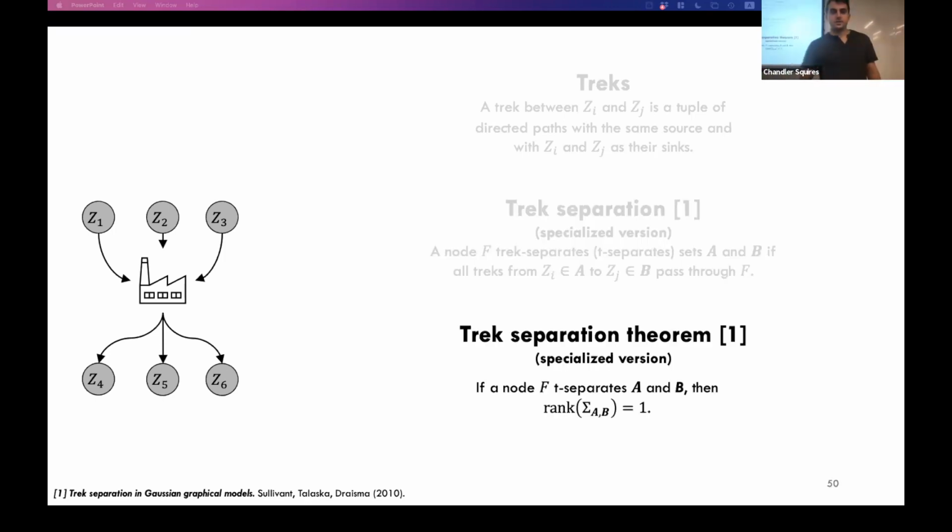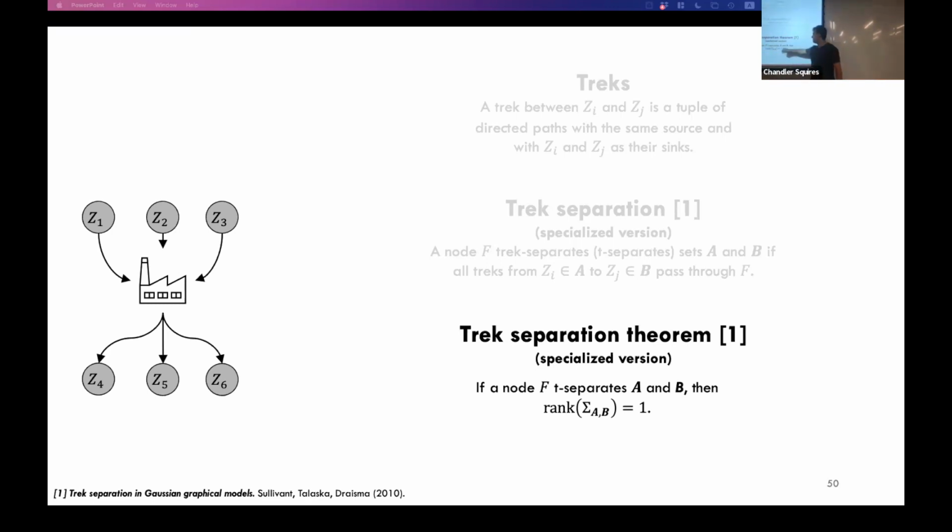And the trek separation theorem, we can think of as a generalization of d-separation. In d-separation, we ask, given separation statements in the graph, what does that imply, in a linear setting, about covariances or partial correlations in our data? This is going to tell us about some structure in the covariance matrix.